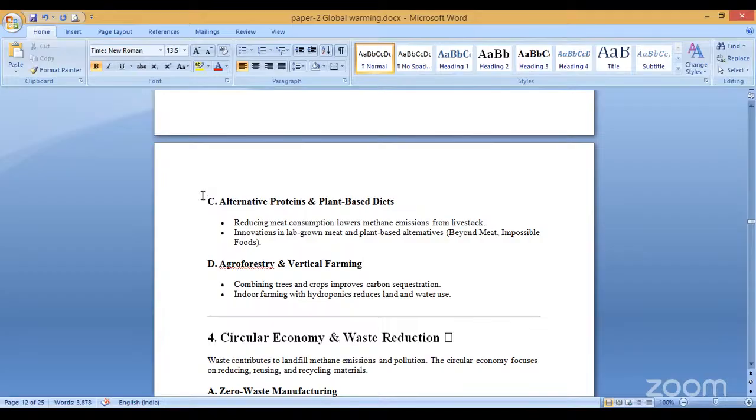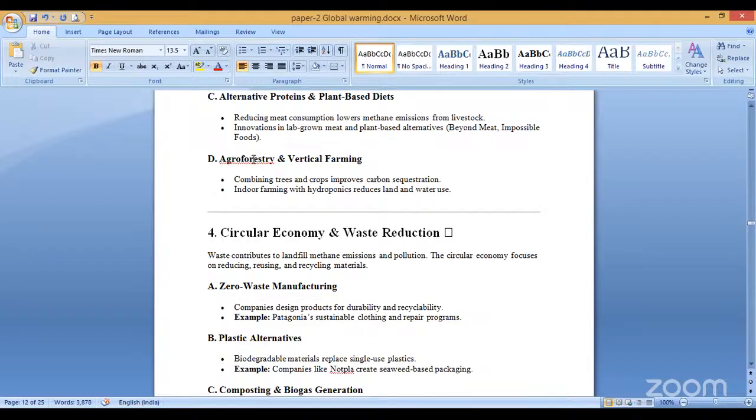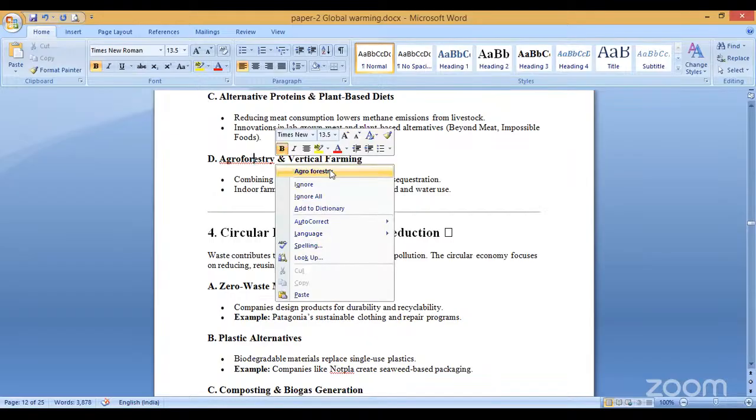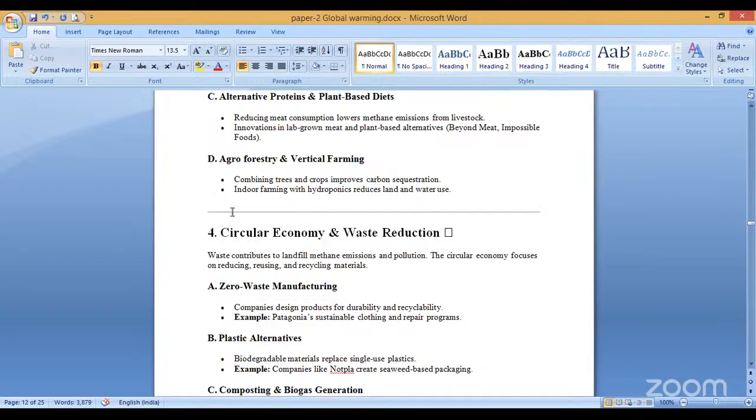So, the innovations in lab-grown meat and plant-based alternatives, and also agroforestry and vertical farming, are important. Combining trees and crops improves carbon sequestration. So that is the best thing.